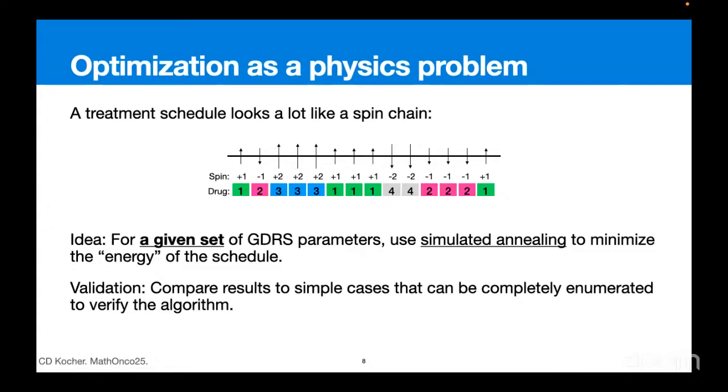A drug schedule is nothing more than a list of things that you're doing in an order, right? So the idea that I had was, if you give me the GDRS parameters of a patient, I'm going to use a simulated annealing algorithm, something that you can use in mechanics to deal with spin chains, to minimize the energy of that schedule. And I'm going to define the energy in a couple of slides to be clinically relevant things like maximizing the PFS or minimizing the tumor burden.